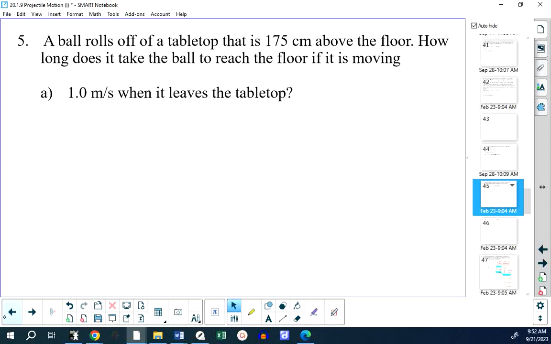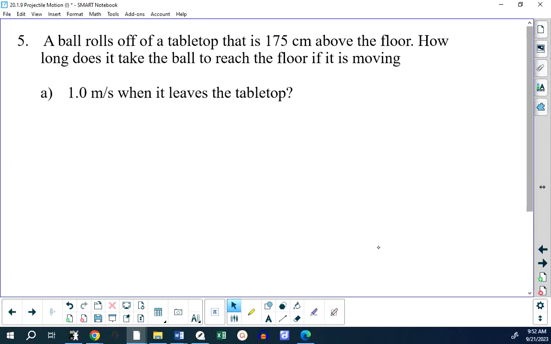But I hope that made sense. If we take a look at number 5, and I believe we skipped over number 5. Yeah. So let's take a quick look at number 5. A ball rolls off a tabletop that is 175 centimeters above the floor. How long does it take the ball to reach the floor if it is moving 1 meter per second when it leaves the tabletop? That's 1 meter per second horizontally.